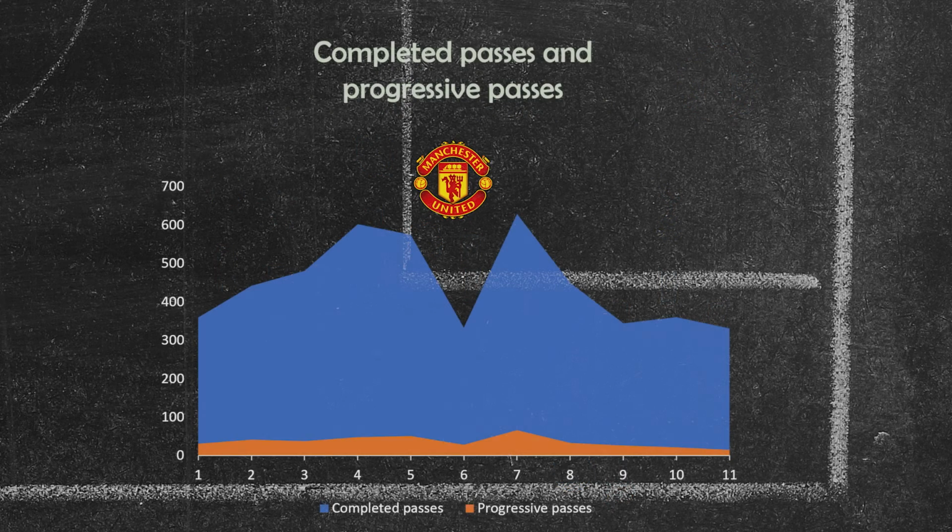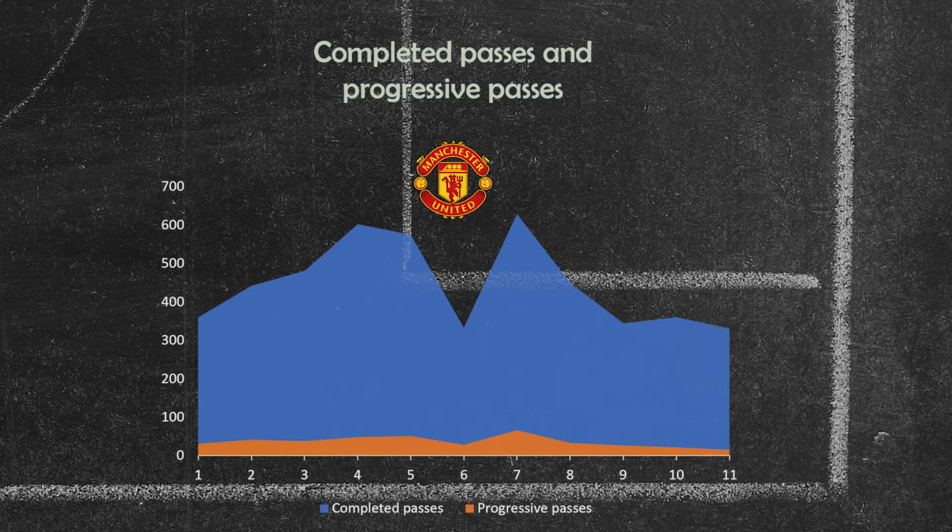Now, Man United tend to have quite a lot of the ball in their matches. They have done this season. They register quite a lot of completed passes. But what they are often critiqued for is the extent to which they can progressively move the ball up the field.